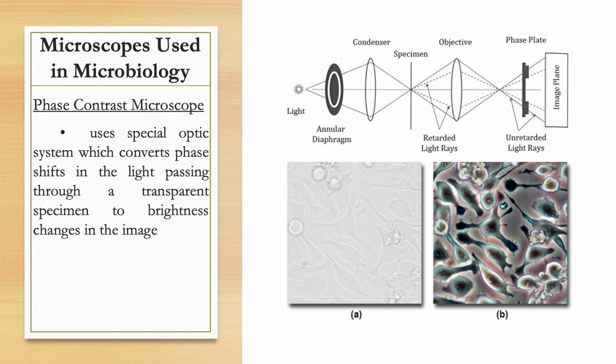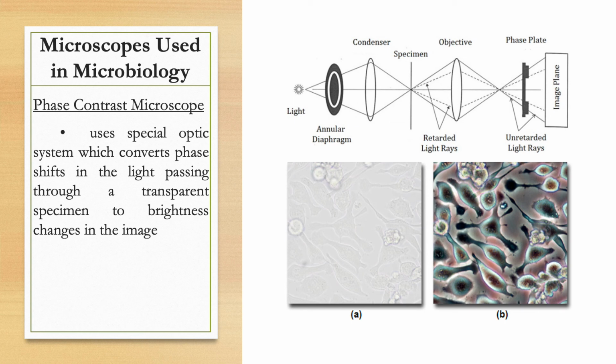So in the top part of this slide, you can see the principle of the phase contrast microscope. As the light passes through the specimen, it produces both unretarded and retarded light rays. And this passes through the objective and into the phase plate, which separates the two, and this allows a difference between the types of light rays to be observed in the image plane or through the viewer's eye.